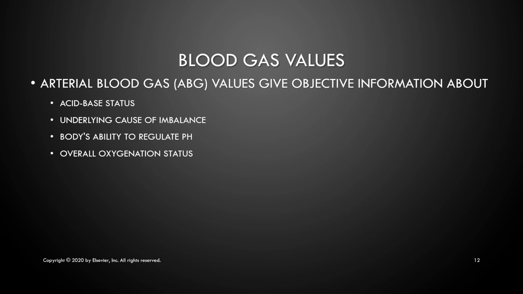We can assess the severity of the imbalance, as well as whether the body is trying to compensate for the imbalance with the other buffering systems. It also looks at the amount of oxygen dissolved in the plasma. The PaO2 looks at the pressure exerted by the oxygen in the plasma, and whatever is dissolved in the plasma is what is available for our bodies and tissues to use. This helps us look at the patient's overall oxygen status.